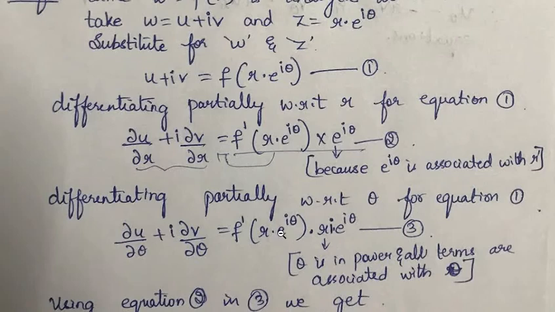So that is why, as r is a constant, we take it as it is, and the derivative of e^(iθ) is nothing but i e^(iθ). We know that, we have the formulas. So that is how we got r i e^(iθ). Take it as equation 3.